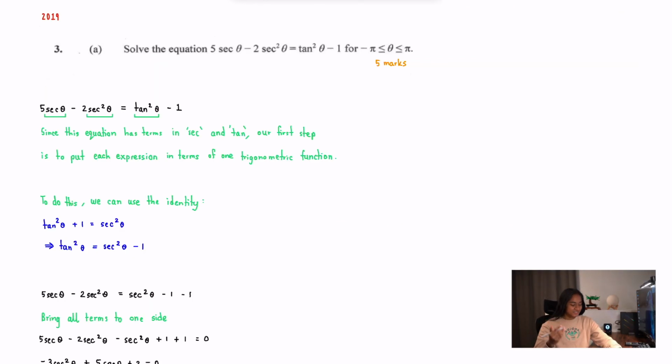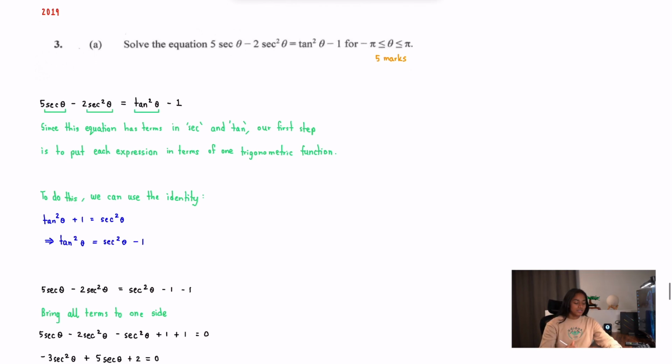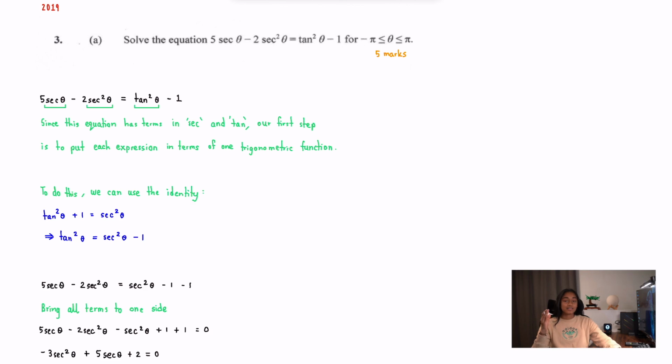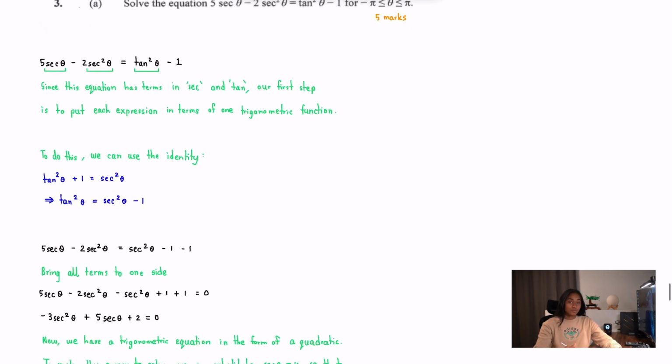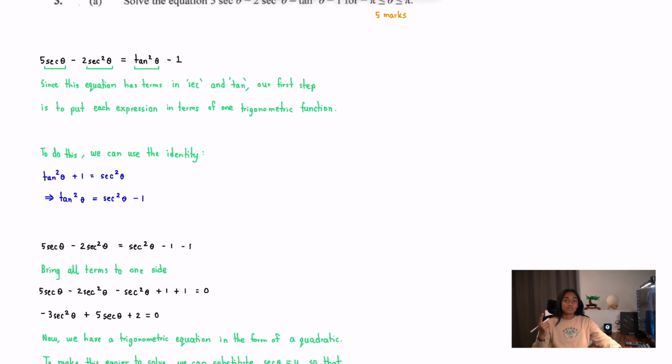2019 asks us to solve the equation 5 sec theta minus 2 sec squared theta is equal to tan squared theta minus 1 for theta being in between minus pi and pi. The first thing that we notice is that there are two different trigonometric functions. This is tan and sec. We don't want this. Instead, we want 1. So we're going to find an identity that relates both of them. And in this case, it is tan squared theta plus 1 is equal to sec squared theta.